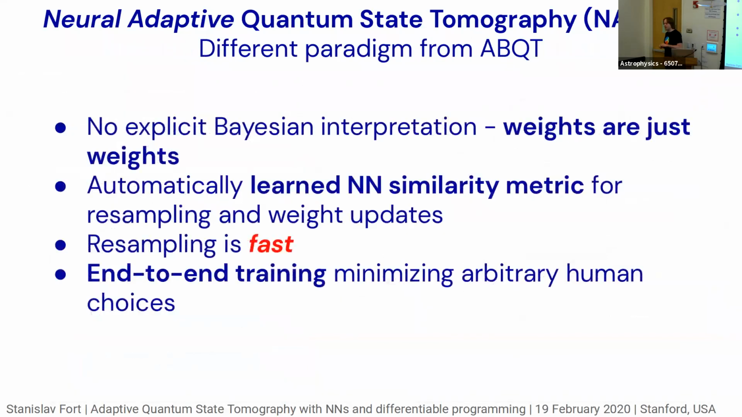So how is this a different paradigm from the classical Bayesian algorithm we described before? Well, we don't have an explicit Bayesian interpretation. We have weights, particles, but we don't try to estimate any probabilities. We just let the neural networks do whatever they want with these weights. It's inspired by it, but there's no direct interpretation in the Bayesian framework. We learn the similarity metric automatically using a neural network, and we also learn the update step and all these parts I described before automatically on the fly.